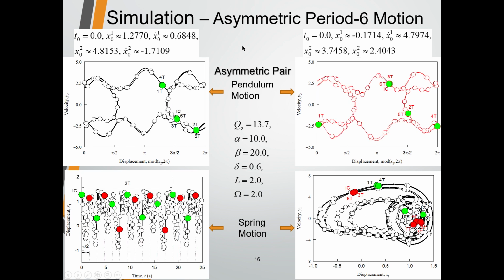Finally, after period doubling for the period 3 motion, a pair of asymmetric period 6 motion will be introduced. And what you see here, on the left-hand side, we're showing the period 6 motion of the black branch, and on the right-hand side, we're showing the red branch. Again, because they're an asymmetric pair, they are symmetric to each other according to the point pi, 0 in the phase plane.